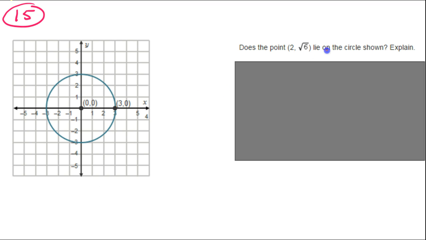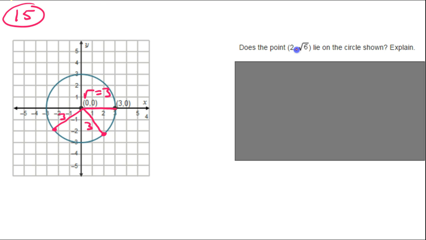Does this point lie on the circle? Explain. Well, we know the radius of the circle is 3. Looking at one of the horizontal or vertical pieces, we know that the radius is 3. So the distance between the center and any point on the circle should be 3. If there's a point right here, that should have a distance of 3. If there's a point over here, that should have a distance of 3. The radius is 3 in all directions.